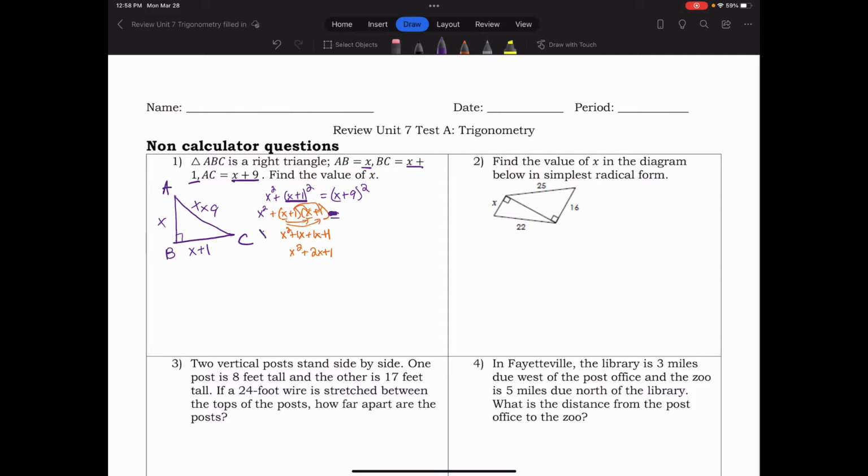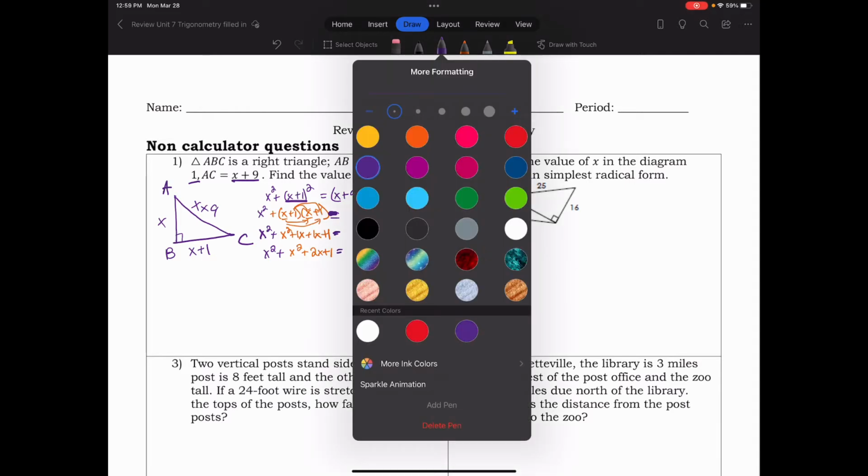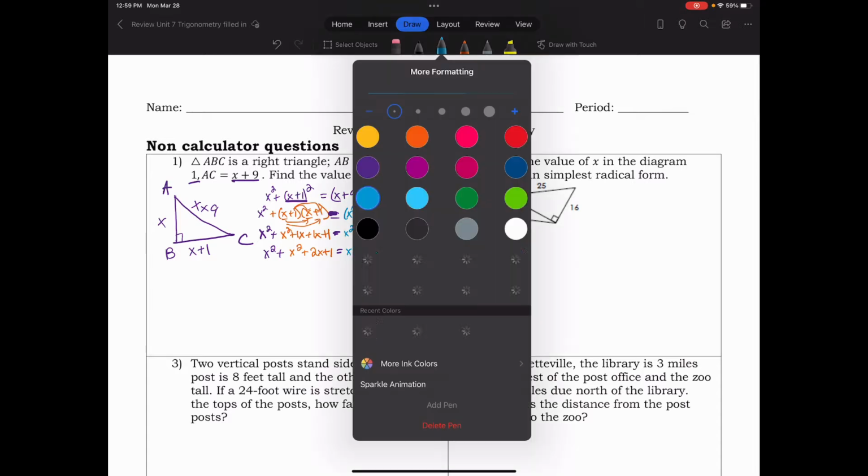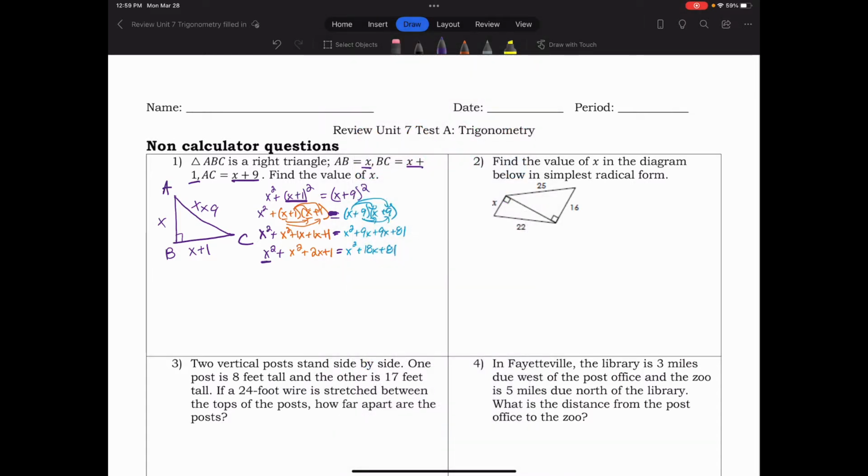Is equal to, so we have our x squared still. Then I'm going to bring down is equal to. So now I have this x plus 9 squared, which is x plus 9 times x plus 9. I do the FOIL method, x squared plus 9x plus 9x plus 81. I combine my like terms. This is x squared plus 18x plus 81.